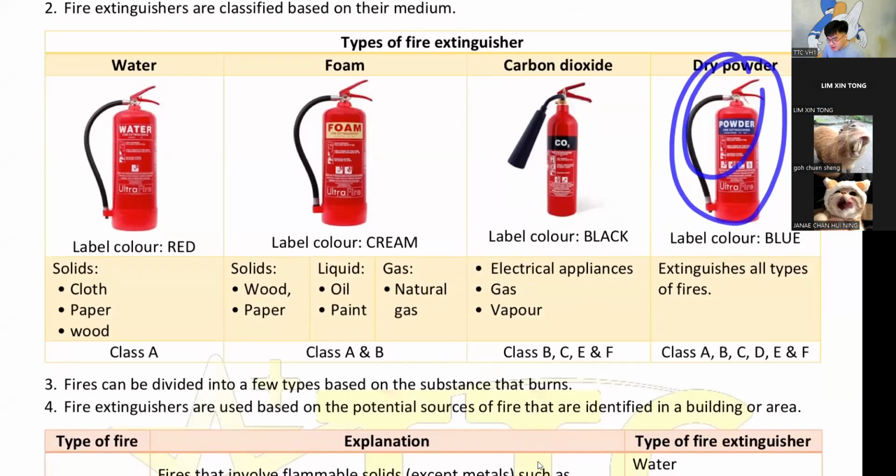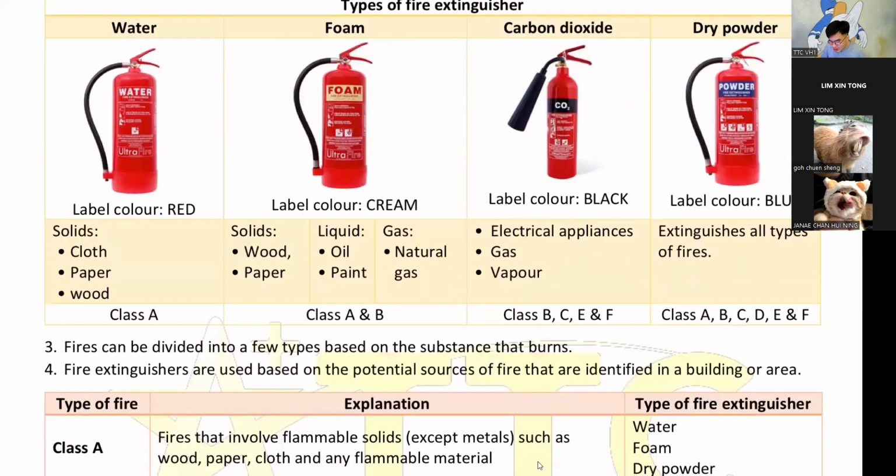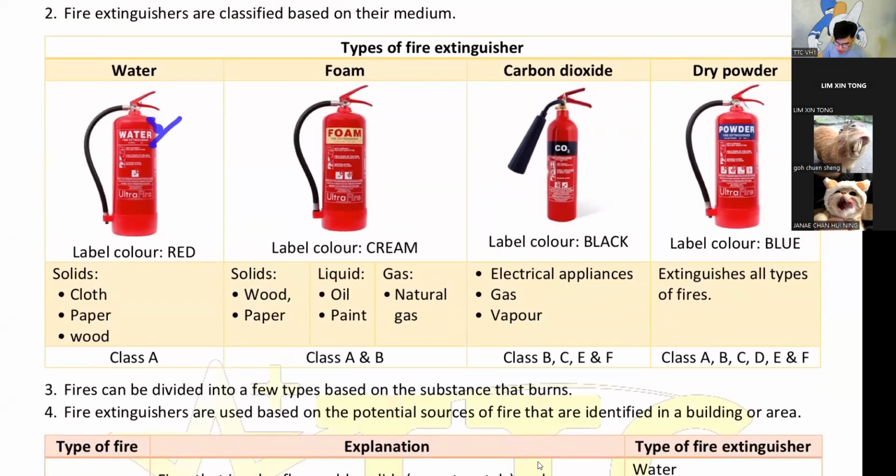This is everywhere. Carbon dioxide, you only see in specific places, maybe in the kitchen. If you have been to a restaurant before, they mostly have this, or the TNB substation. You know what the TNB substation is? You learned this last year, the TNB small house near your house. So that one. Usually you will not see water and foam ones, especially water, because this is pretty useless.